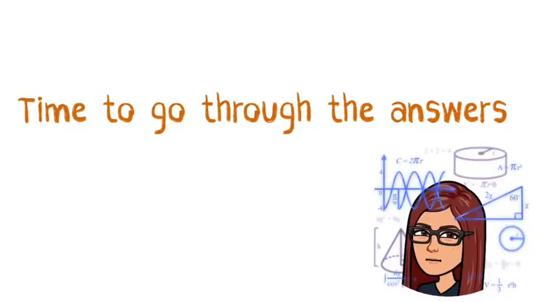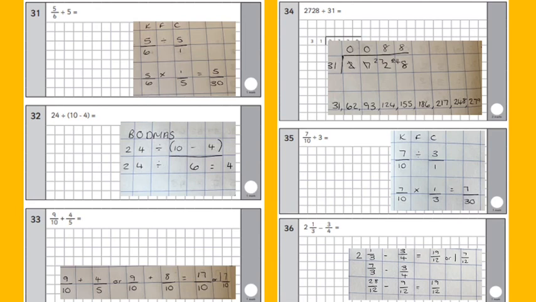Okay, so it's time to go through the answers. So the first one we have got 5/6 divided by 5. So it's a division of fractions question, so that means we're going to be needing to use KFC. The first thing that I have done is I've turned the whole number into a fraction, so that I'm dealing with 2 fractions. So obviously 5 whole ones is the same as 5/1 as a fraction, because you're basically saying you have got 5 whole lots of 1.